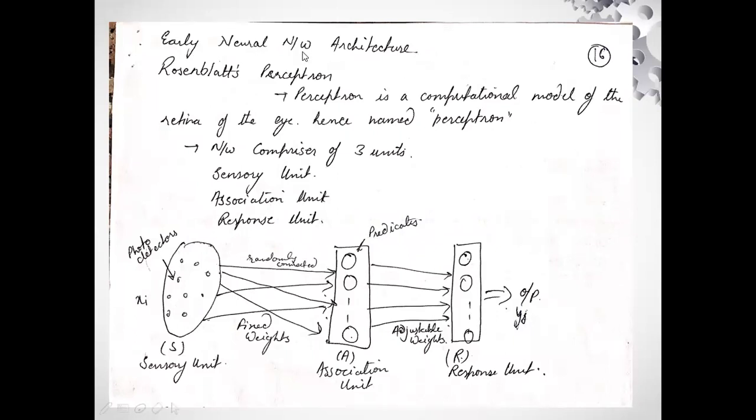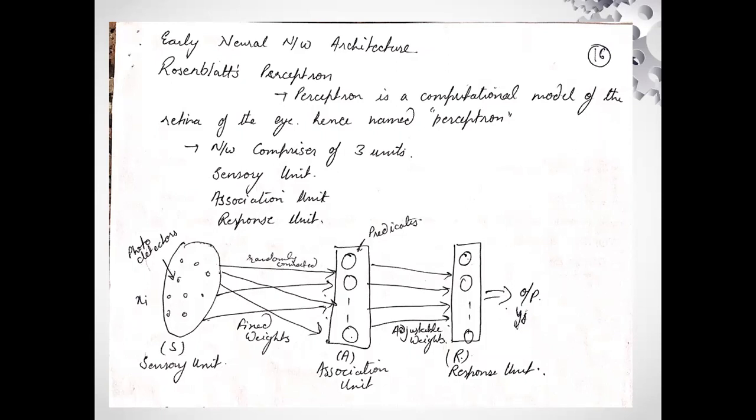It was an architecture designed by a scientist called Rosenblatt, and he based this particular architecture on the human eye, that is, on the retina of the eye. That is why the name perceptron is given. So I have written: perceptron is a computational model of the retina of the eye, hence named perceptron.